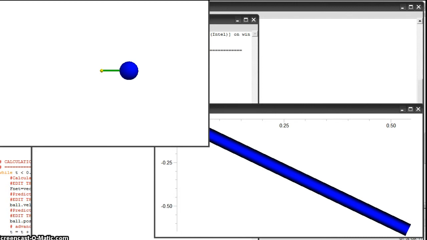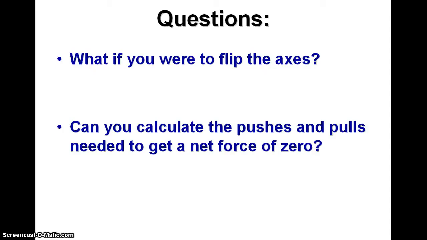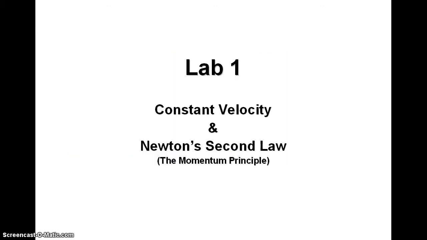Question: can you calculate the pushes and pulls needed to get a net force of 0? Let us think for one moment. In order for an object to have a net force equal to 0, for every external force acting upon that object, there must be an external force of equal magnitude in opposite direction counteracting it. We can use this fact to calculate the pushes and pulls needed to get a net force of 0.